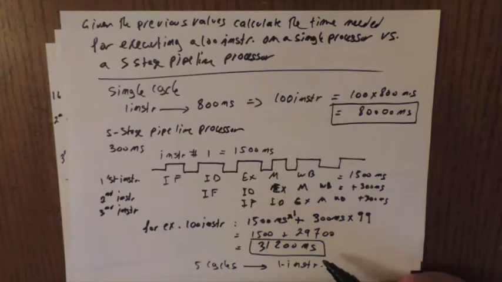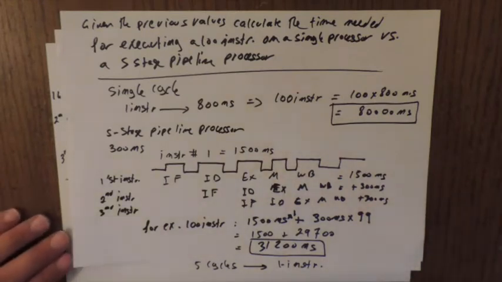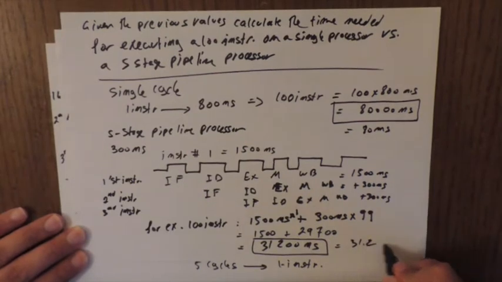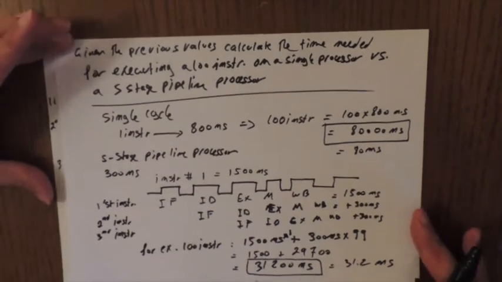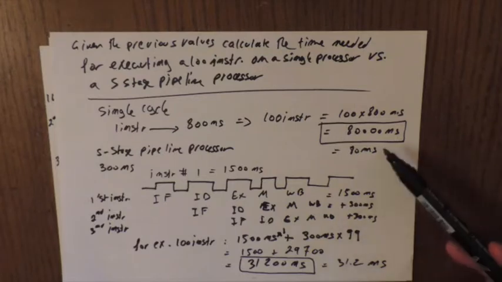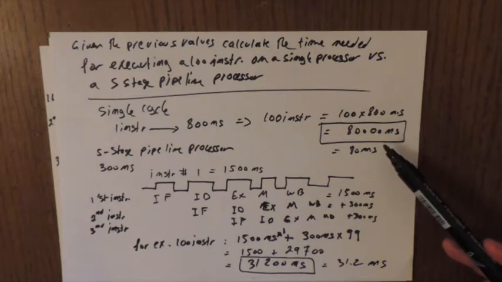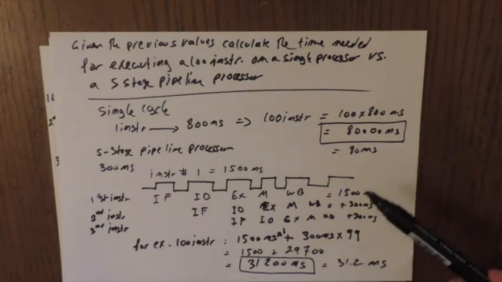So you see we have a major advantage here: 31,200 nanoseconds, or 31.2 microseconds, and here we have 80 microseconds. So this is equal to 80 microseconds, and this is equal to 31.2 microseconds. So we see here that pipelining has a major advantage for raising the speed between having a single cycle which takes 80 microseconds for 100 instructions, and here it takes 31.2 microseconds.